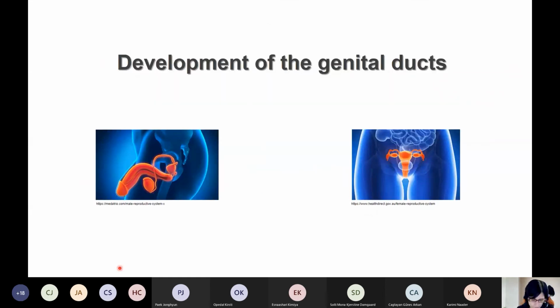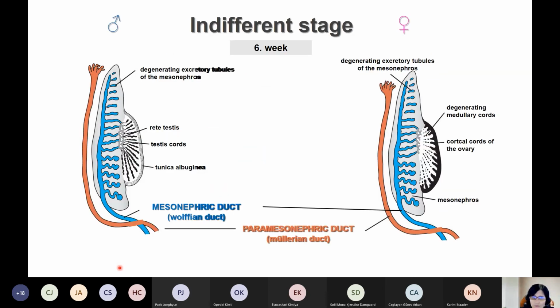If we turn to the development of the genital ducts, in this case, we also have an indifferent stage. In this indifferent stage, we will see 2 different ducts. We have the mesonephric duct. This is what you already know. The mesonephric duct is related to kidney development, the structure related to the 2nd stage of kidney development, the mesonephros.